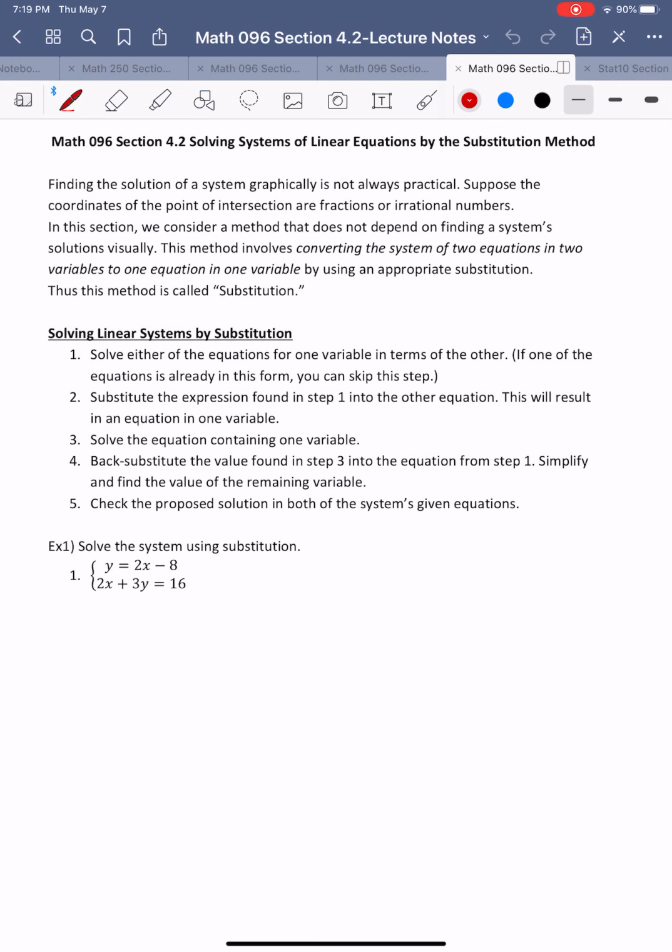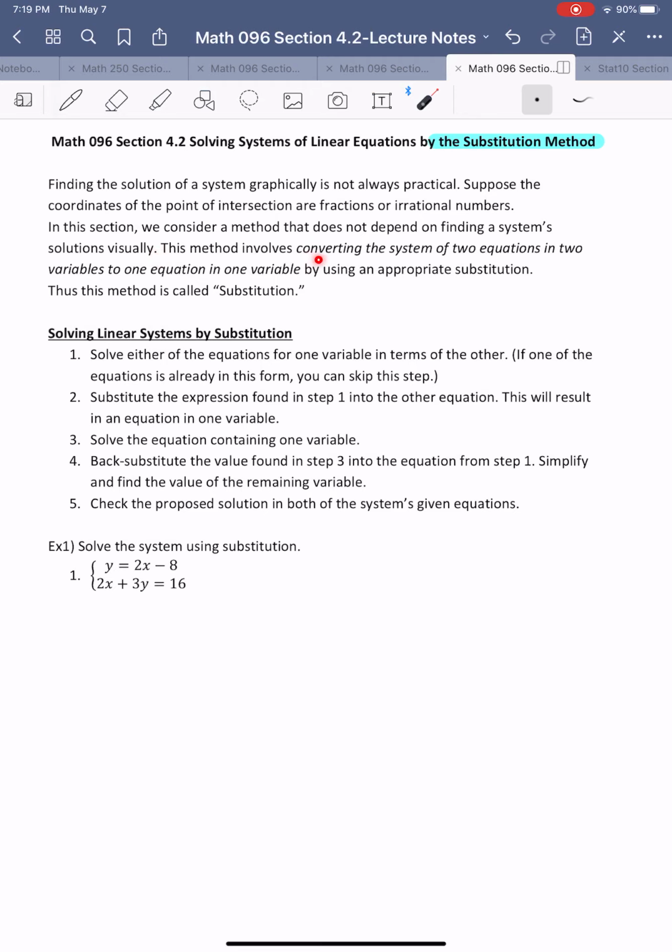Hello, this is section 4.2, solving systems of linear equations by substitution. Finding the solution of a system graphically is not always practical, because the solution may come out as non-integers, such as fractions or decimals. Suppose the coordinates of the intersection point are fractions or irrational numbers. So in this section, we consider a method that does not depend on finding the solution visually.